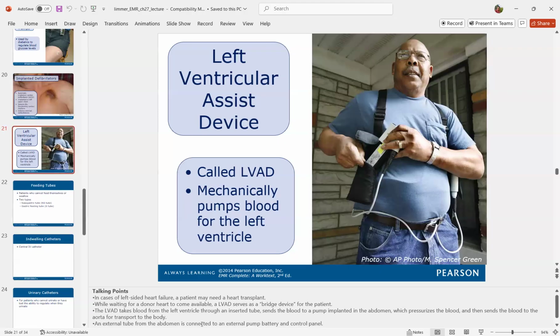An external tube from the abdominal area is connected to external battery packs and a control panel. So if you see somebody with these battery packs, don't take the batteries out, don't unplug them. You're just going to stop their heart. So we want to leave this stuff plugged in. All of that stuff is working as their heart right now.